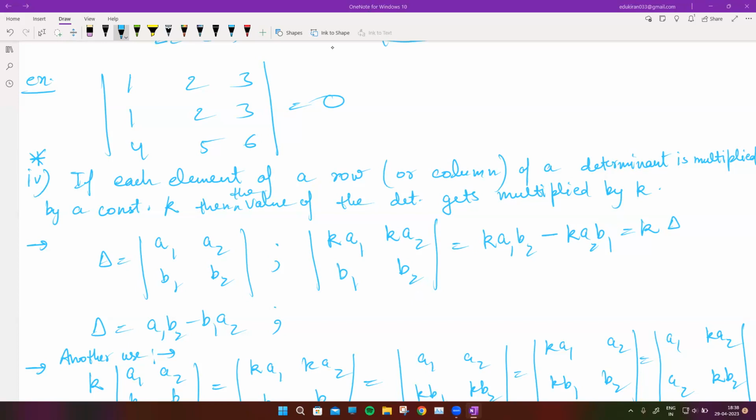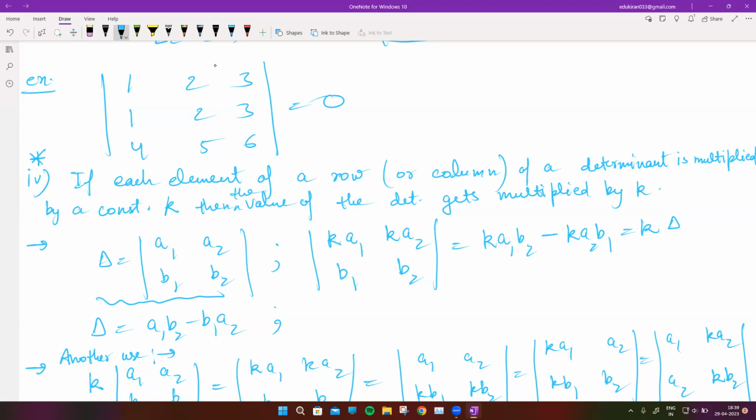So yeah, fourth one was, if each element of a row or column of a determinant is multiplied by a constant, then the value of the determinant gets multiplied by k. So we have established the fact that we can take common from either any row or any column, and if there is a determinant whose value is delta, and there is another determinant in which one row or one column is a multiple of this, right? So we can take that k common and the value will be k delta, right?